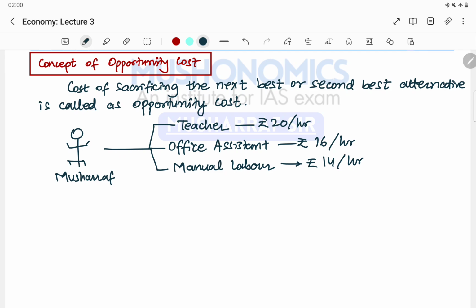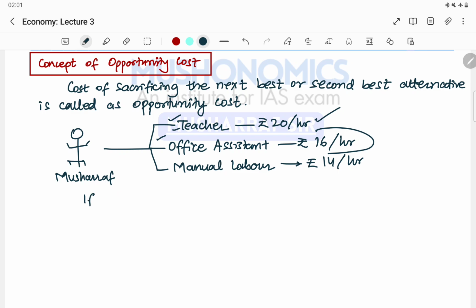Now, what is the second best? For example, if Musharraf is a rational person, he will be selecting teacher as his career. We are not attaching other things, for example, the kind of satisfaction or value addition. We are taking only monetary terms. So in monetary terms, if he is rational, then he will select teacher as a career, right? So what will be the opportunity cost? The next best or second best alternative. So if he is choosing teacher, then he is sacrificing what? 16 rupees per hour, that is office assistant. So this is the opportunity cost.